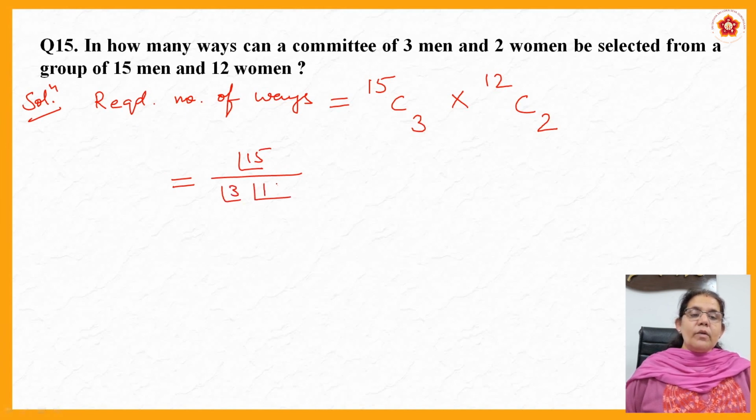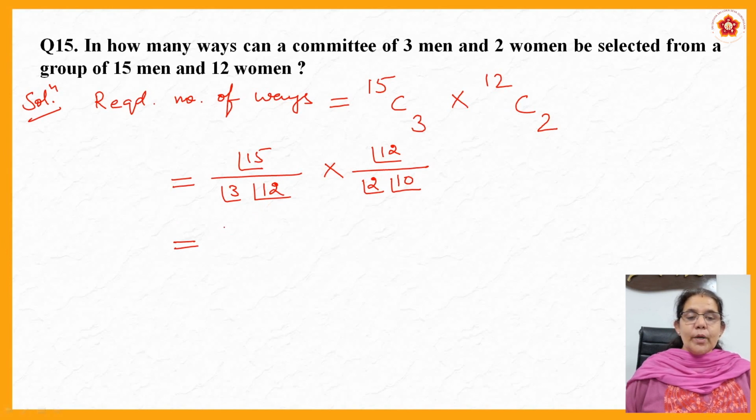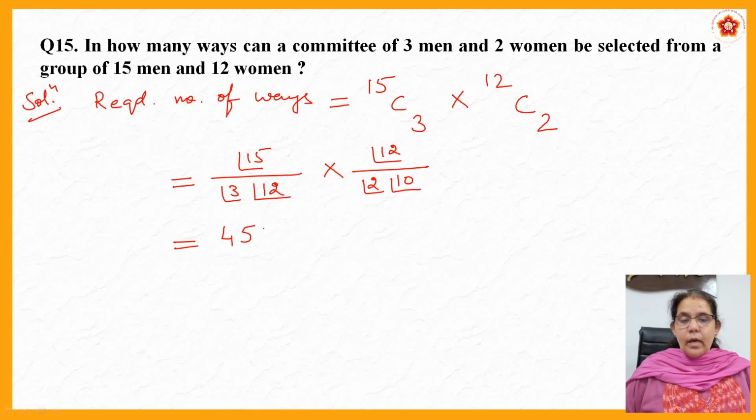So this is factorial 15 divided by factorial 3. And what is 15 minus 3? 15 minus 3 is 12. And here we will be having factorial 12 upon factorial 2. And what is 12 minus 2? 10. Now simplify it and see what answer you get. You can cancel factorial 12 on both sides also. Whatever is the easier method for you, adopt that.